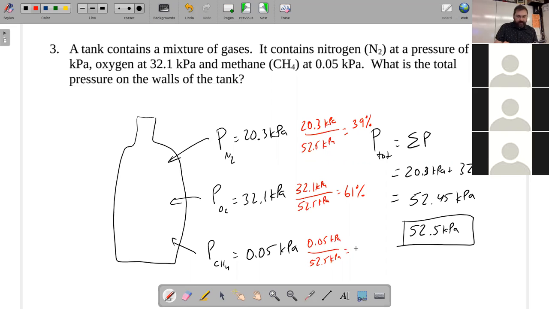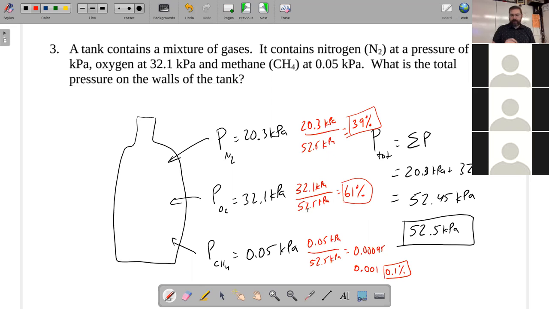So it's, let's see, it's 0.00095. So that's about, the problem is it's 0% to the nearest 1% because 39 and 61 add up to 100. But with one significant figure, it's 0.001 or 0.1%. So it's about 0.1% methane, 61% oxygen, 39% nitrogen. If you were to carry those out to the tenth place, then they should add up to right around 100%.